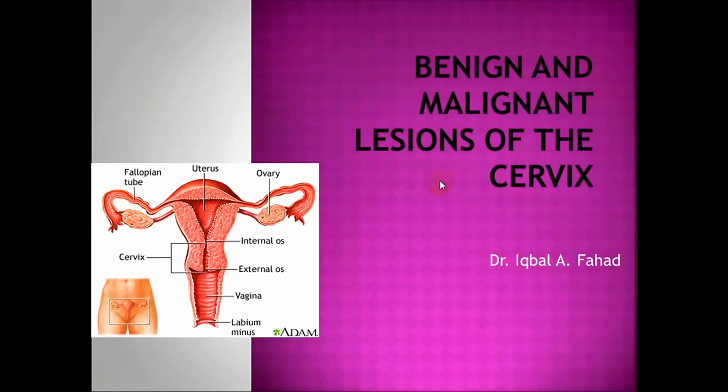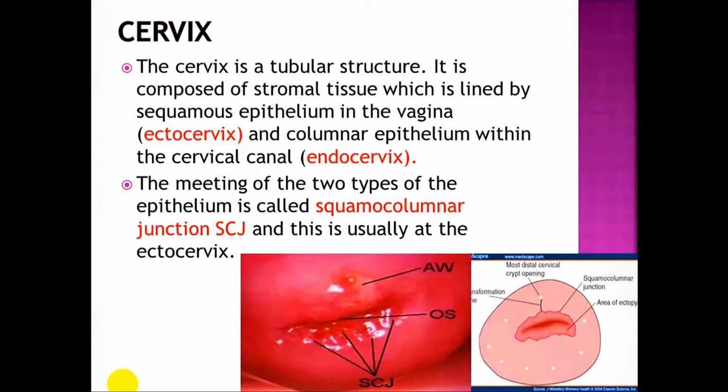Our topic is benign and malignant lesions of the cervix. The cervix is a tubular structure composed of stromal tissue, which is lined by squamous epithelium in the vagina, that is the ectocervix, and columnar epithelium within the cervical canal, that is the endocervix. The meeting of the two types of epithelium is called the squamo-columnar junction, and this is usually at the ectocervix.